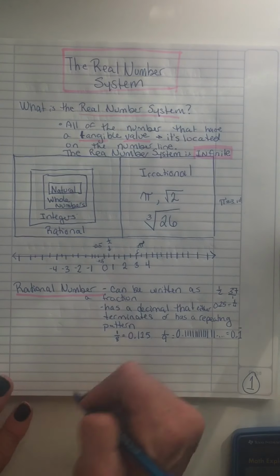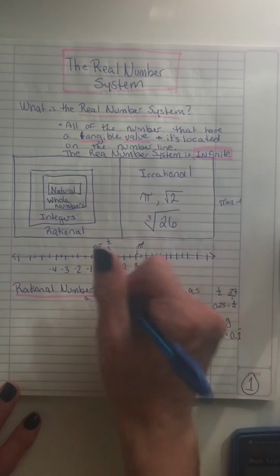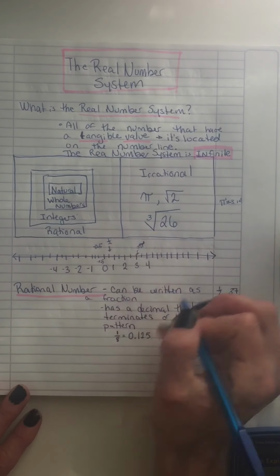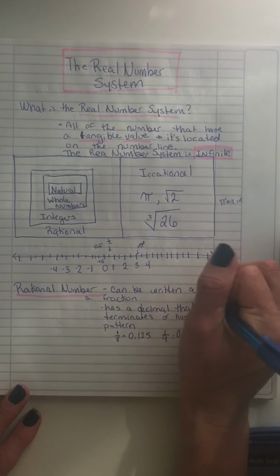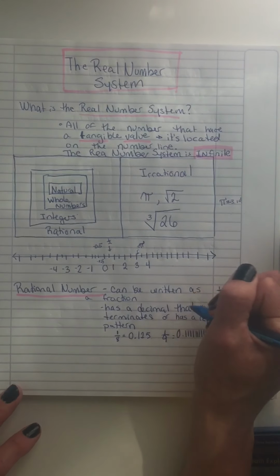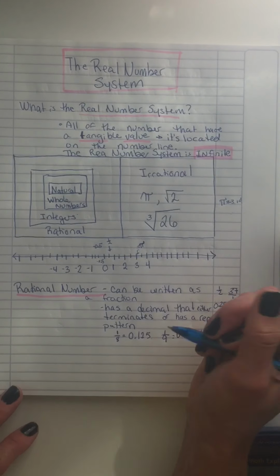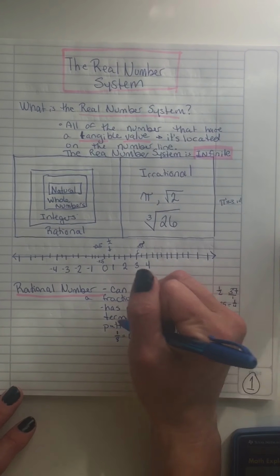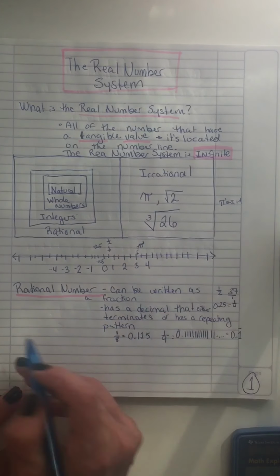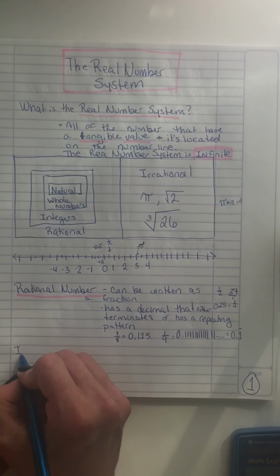The opposite of a rational number, well, I'm sorry, my brain's not working today. The irrational numbers are things that cannot be written as a fraction, and it has a decimal that doesn't end, it's not terminating, and it doesn't repeat. So everything here, it's the opposite for an irrational number.